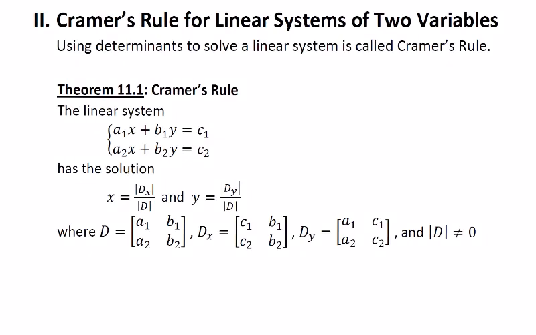Part 2 of section 11, we're going to get to Cramer's rule. So we're going to be focusing on just applying Cramer's rule to linear systems of two variables. And the statement here says using determinants to solve a linear system is called Cramer's rule. Theorem 11.1 is going to give us the information we need for Cramer's rule.